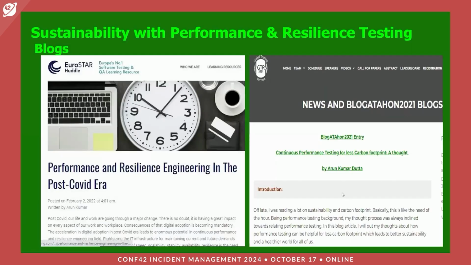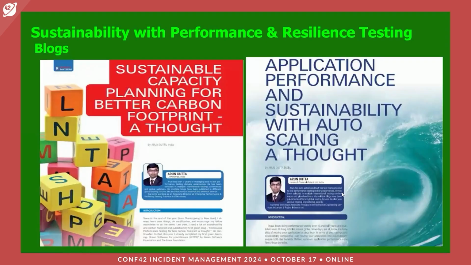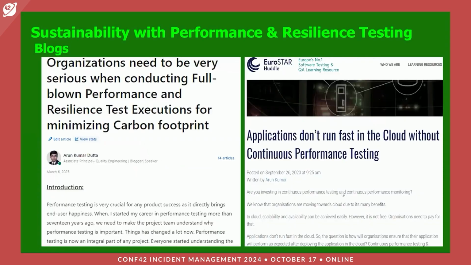The links are available. There are a few other blog articles that I've already published. One of them is in Eurostar. This one is a global testing thread from Agile Testing. These two are from Matters Magazine: Sustainable Capacity Planning and Application Performance Sustainability with Auto Scaling. And then organizations need to be very serious when conducting full-blown performance testing. That's the LinkedIn article I was talking about. And this was a very old article I published in 2020: Applications Do Not Run Fast in Cloud without Continuous Performance Testing. All links are available. You can go through those articles as and when you have time.